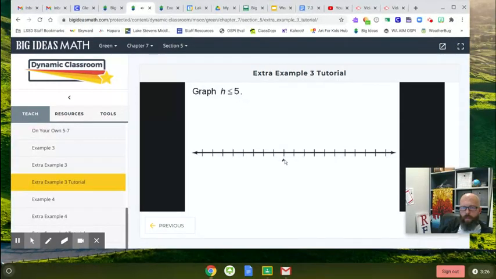Now we are ready to start drawing the graph. First, we need to determine if we need an open circle or a closed circle at 5. Remember, an open circle is used when the number is not a solution, and a closed circle is used when the number is a solution. The inequality states h is less than or equal to 5. This means that 5 is a solution of the inequality, so we will use a closed circle.